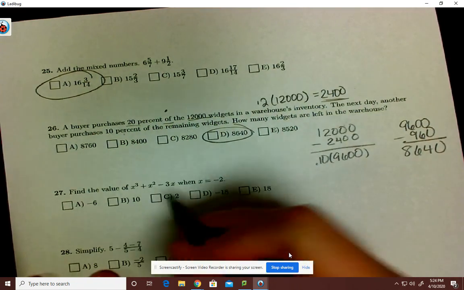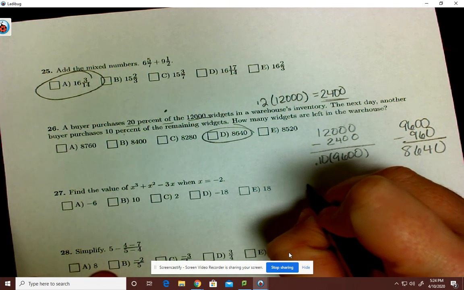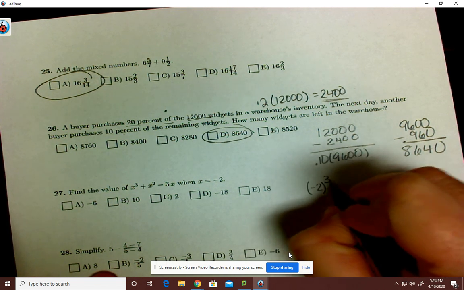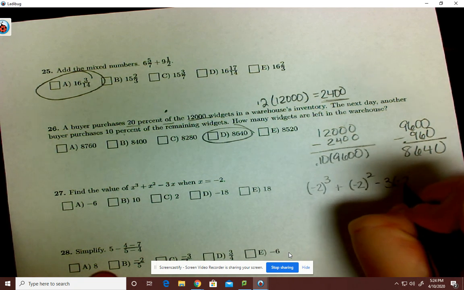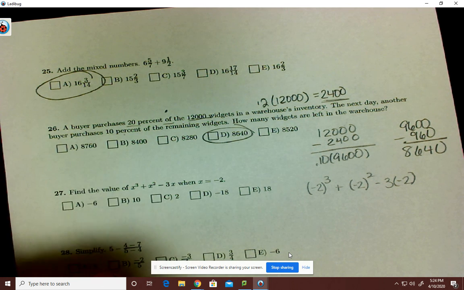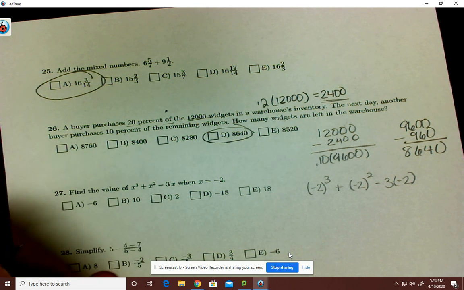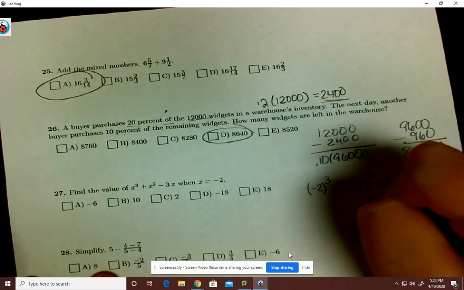All right, 27. Find the value of x cubed plus x squared minus 3x when x is -2. Make sure when you plug these in, you put parentheses around them, and then just type it in your calculator. And that gives you 2.